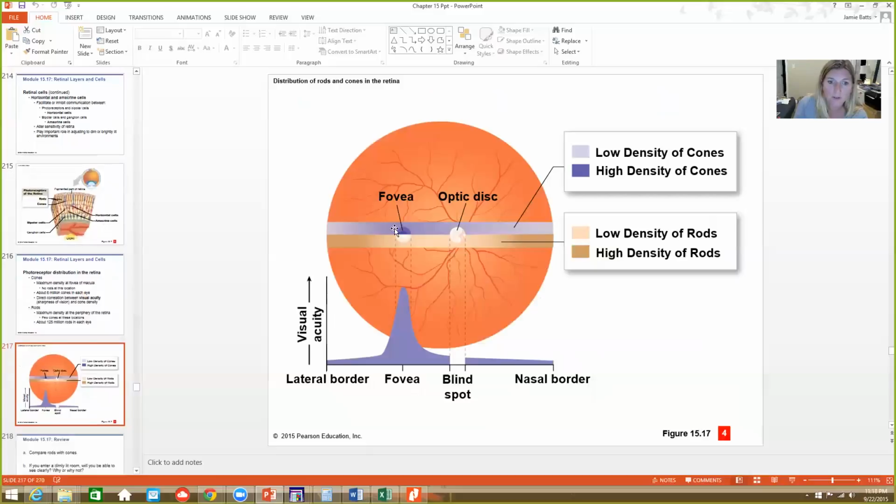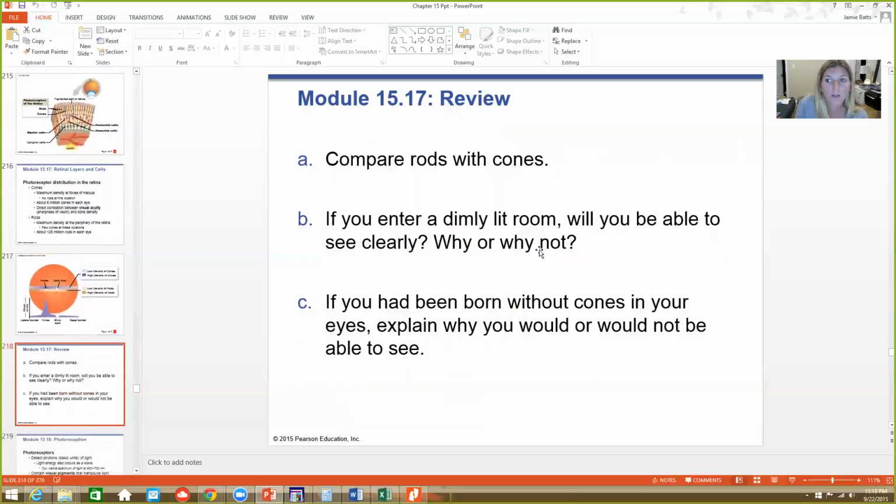Optic disc, fovea on the back. This is showing you visual acuity, again, highest at the fovea. This is showing you density of rods and density of cones. Density of cones is greatest near the fovea. Density of rods is greatest on the periphery. You can pause the video here, go back and review this section.